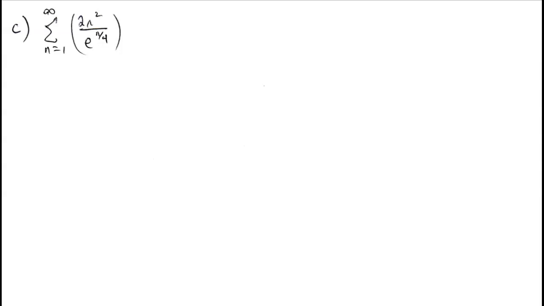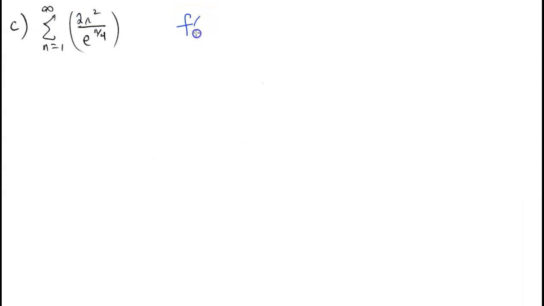So for our next example, we have this infinite series where the sequence that makes it up is 2n squared divided by e raised to the 1/4 n. And so what we're going to do here again is use the integral test. From this sequence, the corresponding continuous function that we want to use will be 2x squared divided by e raised to the 1/4 x.